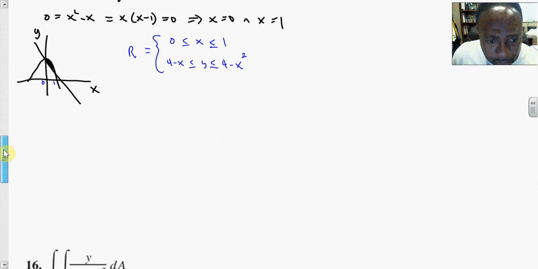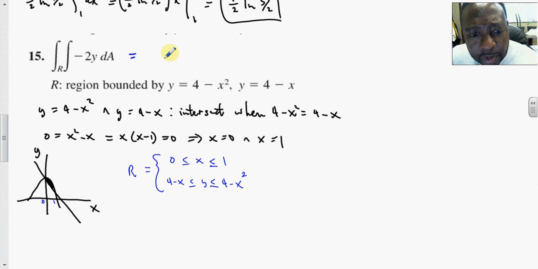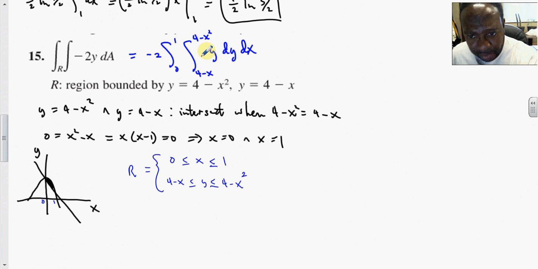Okay, so if that's the case, then we can just write it here and pull that -2 out in the front. It's the integral from 0 to 1. This is the integral from 4 minus x to 4 minus x squared. This is y dy dx. Y is bounded below and above here by 4 minus x and 4 minus x squared.